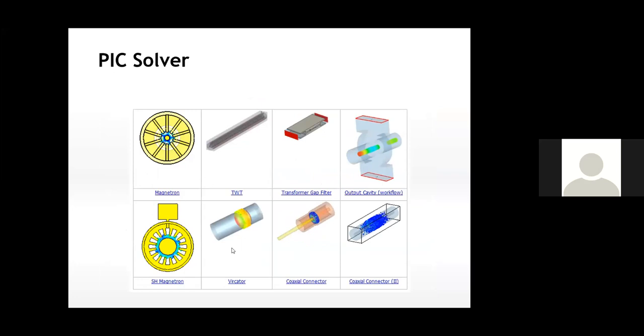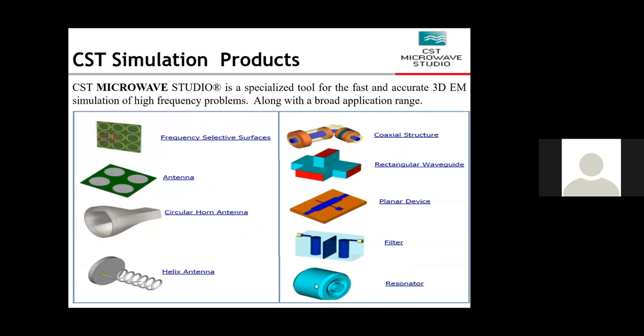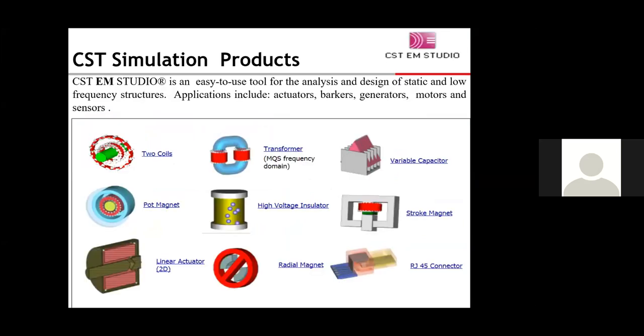So let's start with CST simulation. The first part of the simulation is CST Microwave Studio, which is fast and accurate 3D EM simulation for high frequency problems. It includes all of this. Other than this, we have CST EM Studio, which is generally preferred for low frequency, static problems. So you can simulate coaxial port magnet, linear actuator, radial magnet, RJ45 connector, stroke magnet, high voltage insulator, all these things in EM Studio. Particle Studio is for fast and accurate analysis of charged particle dynamics in 3D electromagnetics. It is suitable for designing a magnetron, traveling wave tube, and modeling particle emission and acceleration components. So you can design all these things.